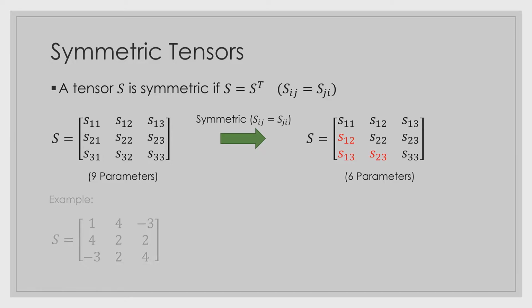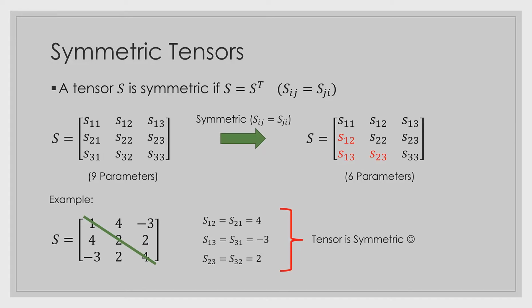So let's just go over a quick example. Let's say we have a matrix S and we're curious: is this tensor symmetric? Well, the best way to do it, for me anyways, is I like to draw a nice line down the diagonal, and then I compare the off diagonals, is what I call them. So I could say, okay, S12 is equal to S21, which is 4, and it's 4 on both sides, good to go. S13 is equal to S31, which is -3. And finally, S23 is equal to S32, which is equal to 2. And since all those components are equal to each other, I can conclude that yes, this tensor S is symmetric.